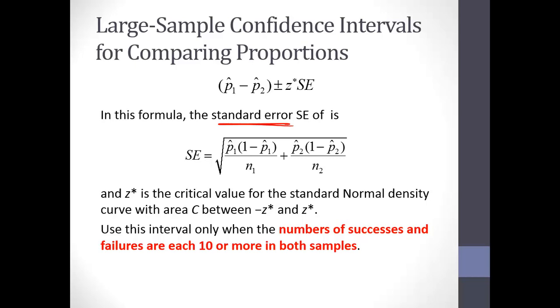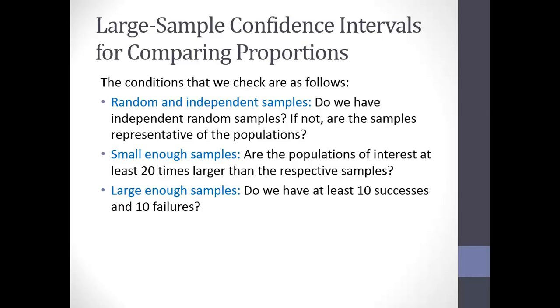And then again, we want to use this interval only when the number of successes and number of failures are 10 or more in both samples. So I think for the confidence interval in chapter 20, we wanted it to be at least 15. When we have two samples, they only have to be 10 or more. So the conditions start to get slightly even more complicated.